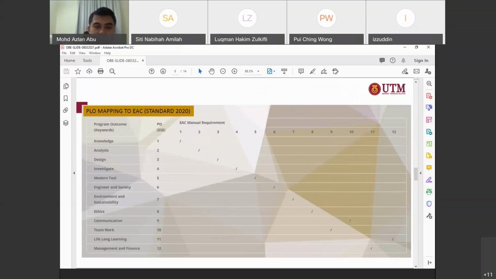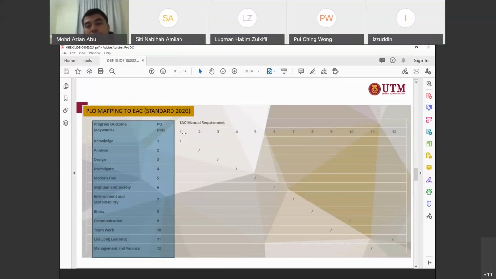Basically, the PLO or PO that I presented before is the UTM PLO. But this is the EAC manual requirement. So you also need to know there are some changes in mapping compared to the UTM PO or PLO. EAC is the standard used throughout Malaysia and the world, used by the International Engineering Alliance. So that's why you have to know the mapping of EAC and also UTM.